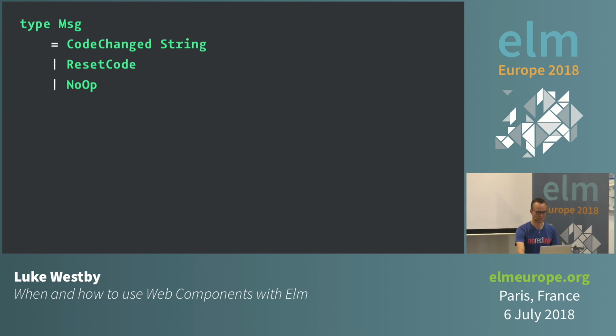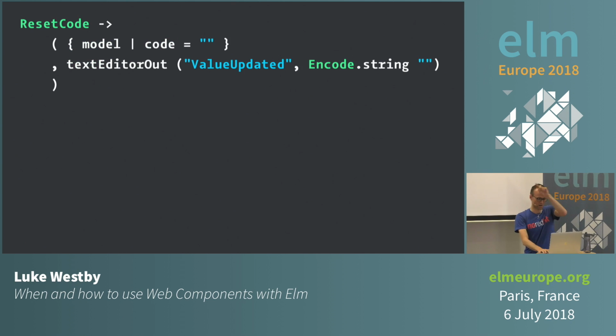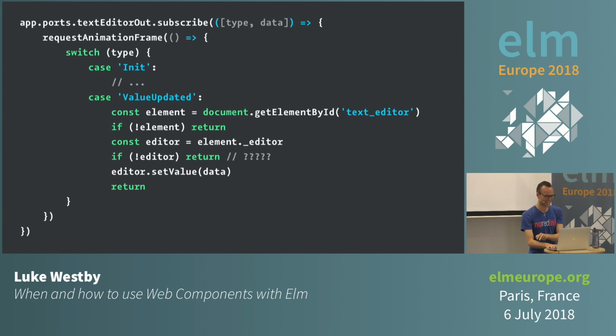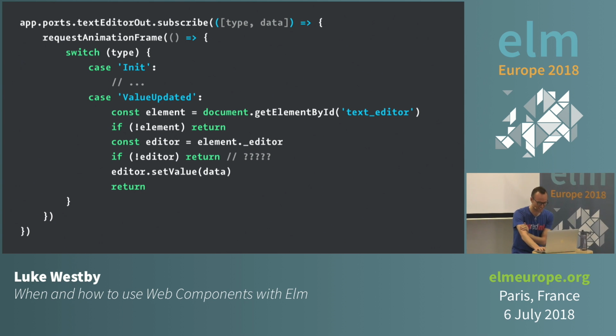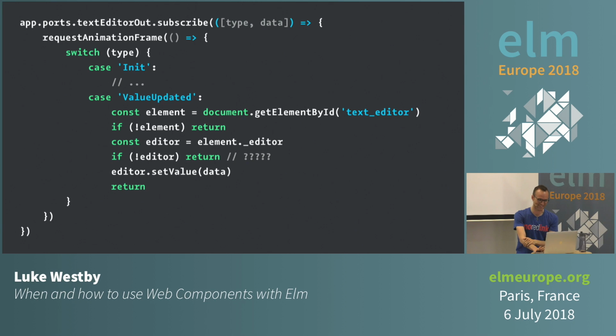And then maybe also we want to do things like reset the code from within the Elm application if the user clicks a button. So we make a reset the code message, and then in our update function, we reset the code in the model. We send a message out through text editor out, give it the name value updated, pass it as a string, and in our subscription in JavaScript, we look for the element again. Hopefully it's there. Look for the editor. Hopefully that's there. And then we set the data, and then we're done.